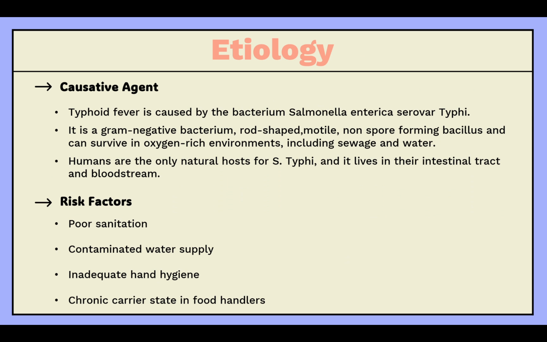Several factors significantly increase the risk of infection. These include poor sanitation, a foundational issue in many endemic regions. Closely linked is a contaminated water supply, which acts as a major vehicle for the bacteria. Inadequate hand hygiene, particularly after using the toilet or before preparing food, facilitates person-to-person spread. Lastly, the existence of a chronic carrier state in food handlers poses a particularly insidious risk, as seemingly healthy individuals can continuously shed the bacteria, unknowingly contaminating food destined for consumption.